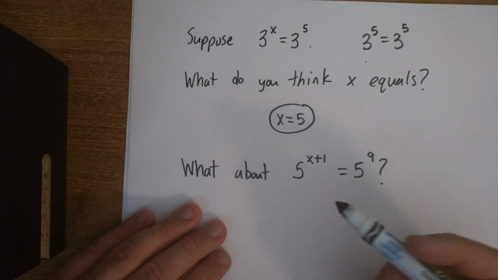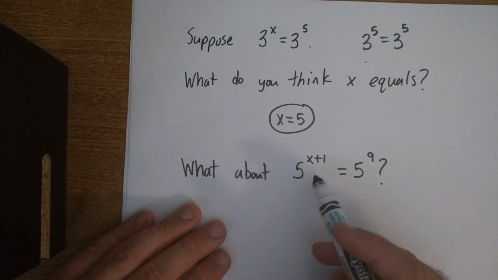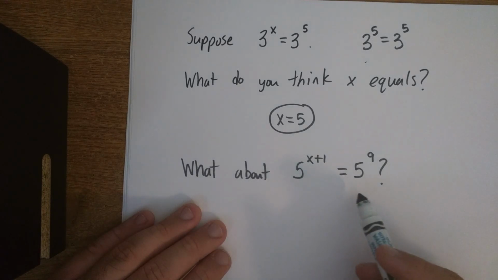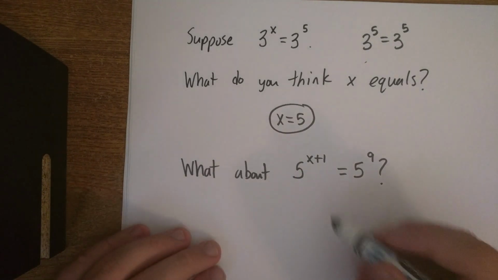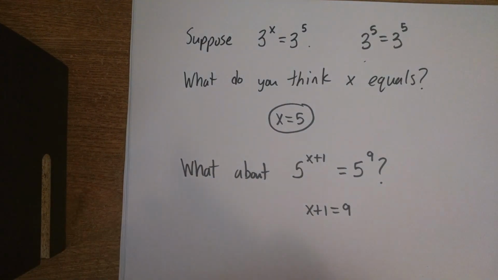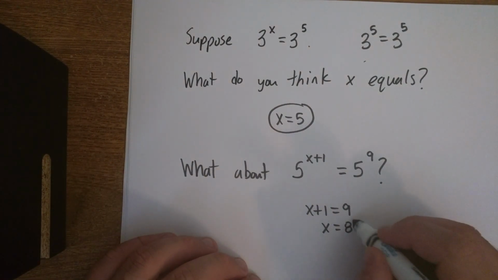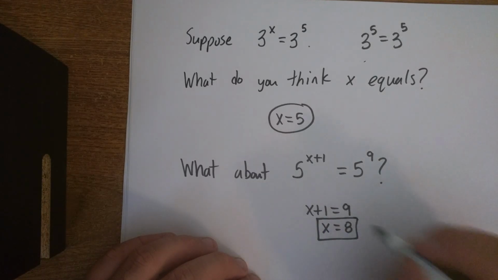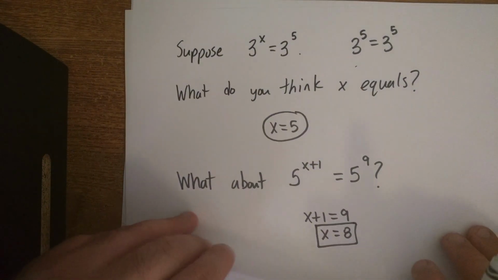So think for a moment, what do you think x would equal in this problem right here? We have 5 raised to the power of x plus 1 equals 5 to the power of 9. So think for a moment. If you thought setting x plus 1 equal to 9 is the way to go, you are correct. You could probably even do that in your head at this point. And so x would equal 8, because 8 plus 1 is 9. So keep this in mind as we go through solving exponential equations.